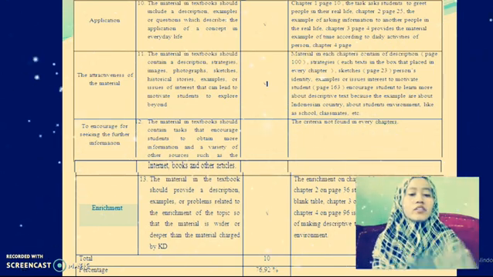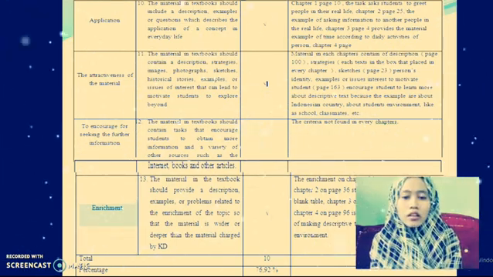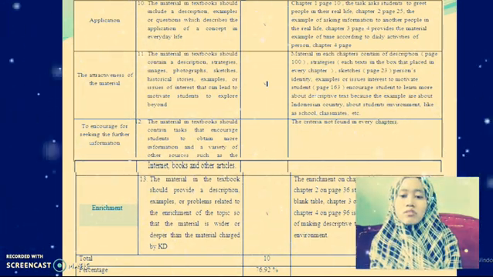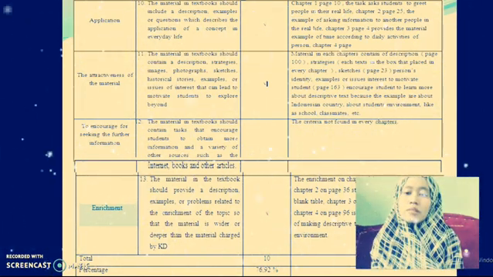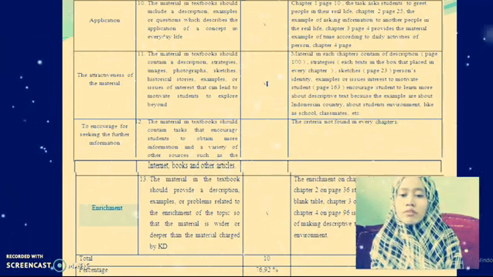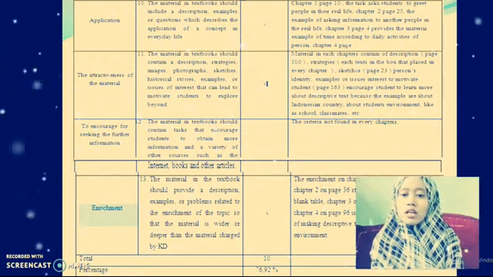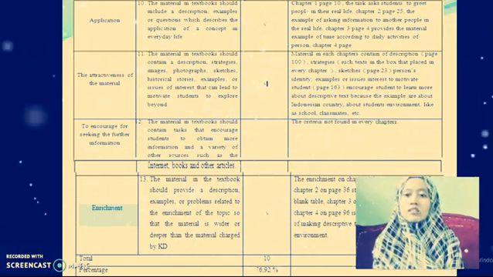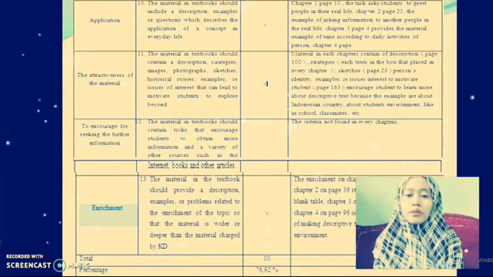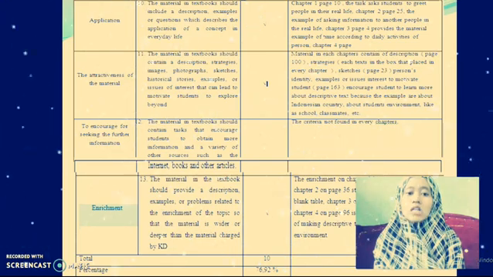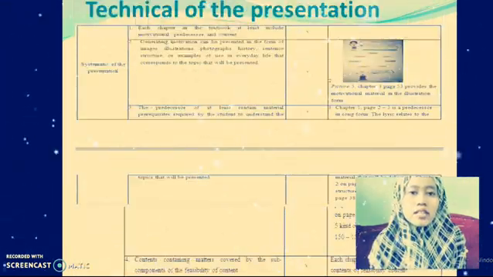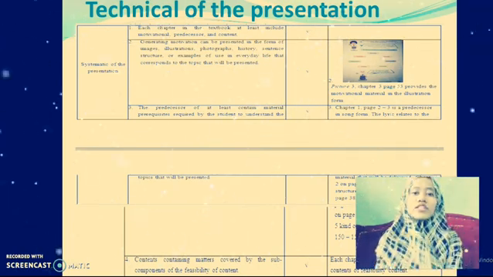And for enrichment, the enrichment is fulfilled because on chapter 2 on page 36, students are asked to fill in the blank table. Chapter 3 on page 58 is a kind of game. And those are all the results of the analysis of supporting material, which fulfills 10 indicators from among 13 indicators. The next is technical of the presentation.